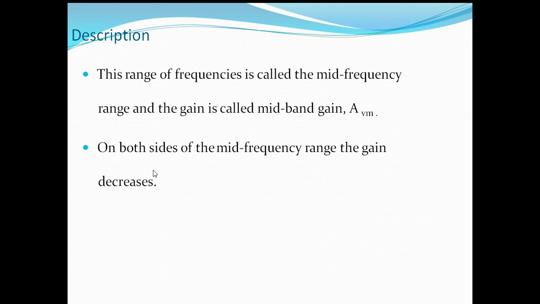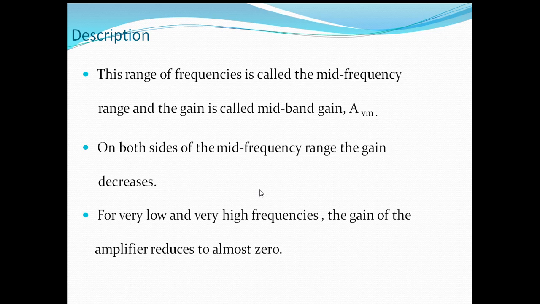The range where the flat response is there is called the mid-frequency range, and the gain is called the mid-band frequency gain, that is AVM. On both sides of the mid-frequency range, the gain decreases. Below 50 Hz, the gain is less. Above 20 kHz, the gain is decreasing. For very low and very high frequencies, the gain of the amplifier reduces almost to zero.